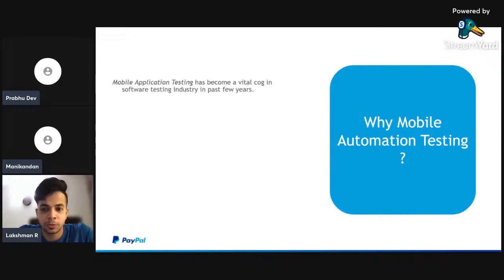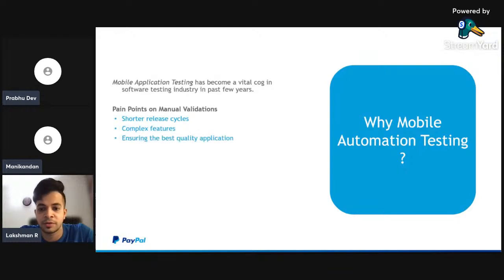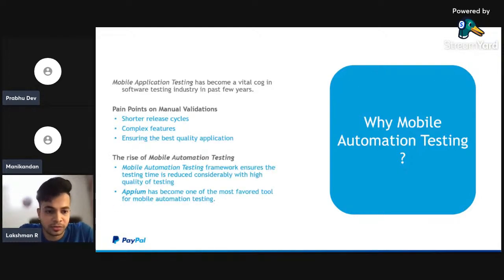So why mobile automation testing? Despite having a number of features available, why do we need mobile automation? Nowadays, mobile application testing has become a vital cog in the software testing industry in the past few years. But with shorter release cycles and complex features, we need to ensure the best quality application in the market, right? To satisfy all these criteria, manual testing alone cannot perform these tasks across the number of releases, and it needs some savior. So this leads to the rise of mobile automation testing.